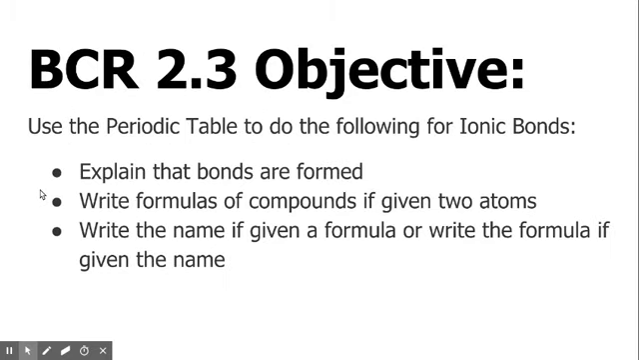So just as a recap of the objective, with ionic bonds, you need to be able to explain how they are formed, write formulas of compounds if given two atoms, write the name if given the formula, or write the formula if given the name.